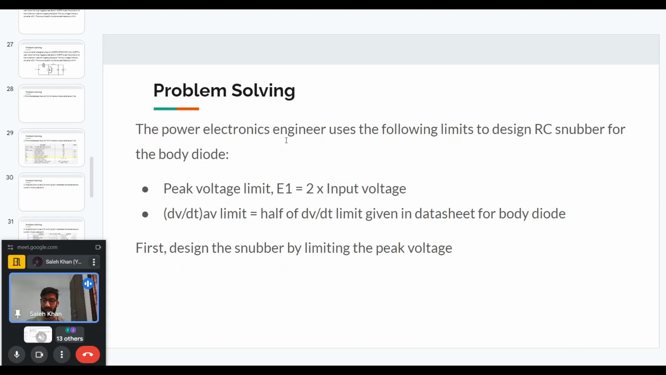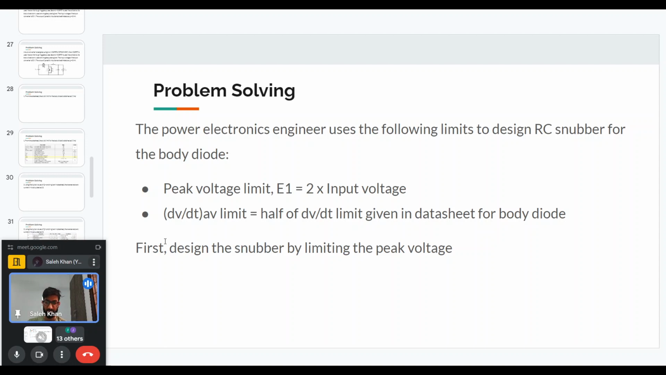So now the question is saying that we want to use an RC snubber across the body diode, and we want to limit the peak voltage as well as the DVDT. So we want to limit the peak voltage to twice the input voltage, and the DVDT average, which would be basically E1 by T1, we want to limit it to half of the DVDT limit given in the data sheet for the body diode.